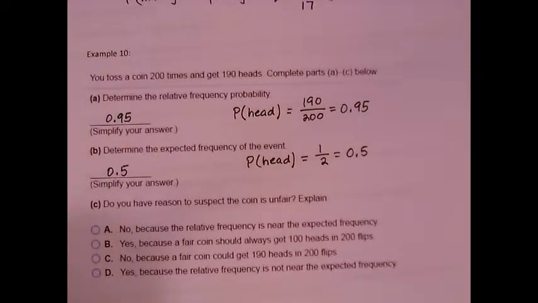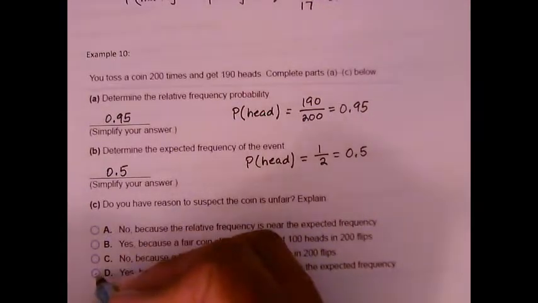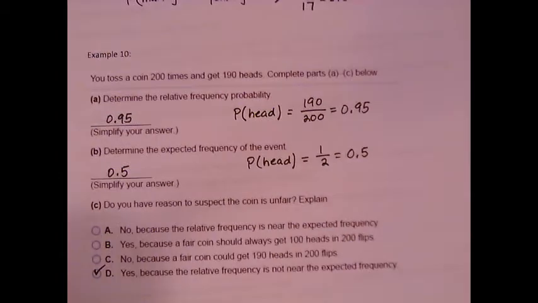Well, if you look at the probability of getting a head after tossing a coin 200 times, and you get a probability of 0.95, that would raise some suspicion that that coin is unfair, because that relative frequency is not near the expected frequency. Okay.